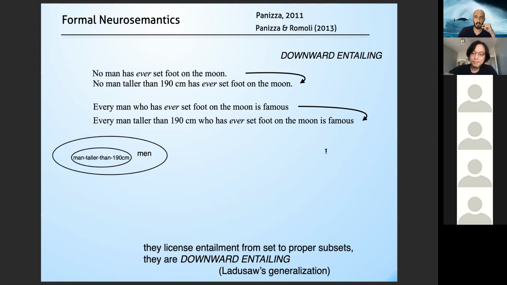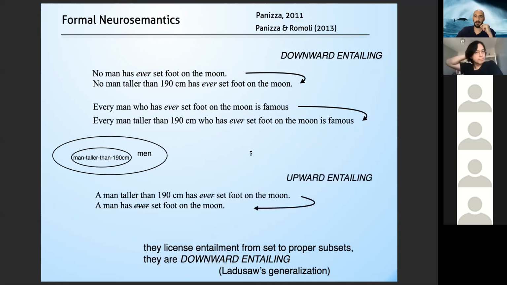So we do the same trick. If I tell you every man who's ever set foot on the moon is famous, can you conclude that also every man taller than 190 who has ever set foot on the moon is famous? Yes, right? So cool, it works. Now, if we talk about downward entailing contexts, it means that some other contexts do not have this property. And these are the non-downward entailing contexts, or more specifically, the upward entailing contexts, like just normal affirmative sentences.